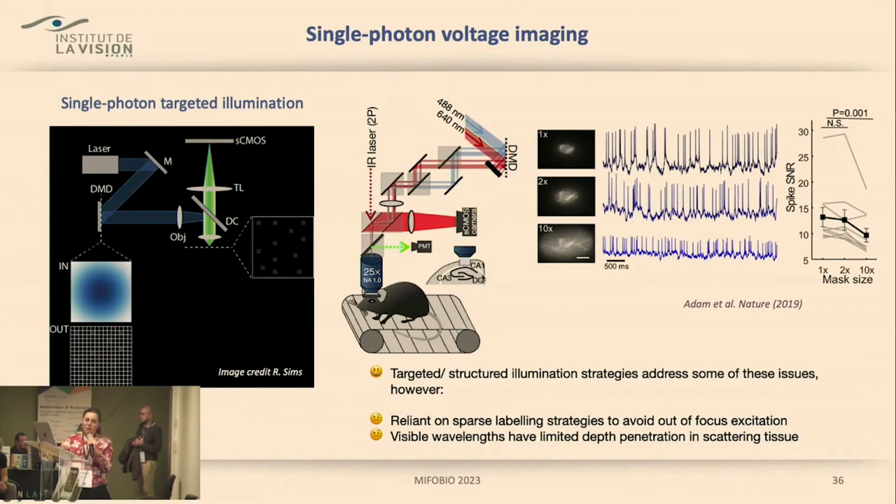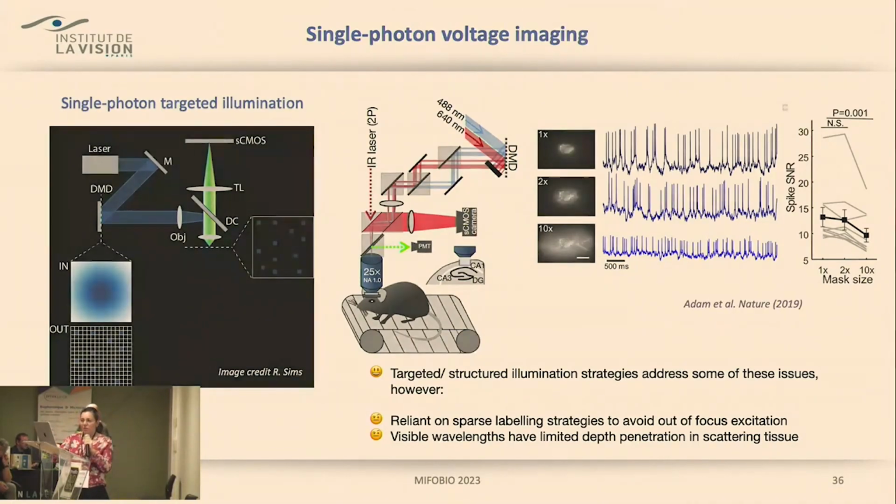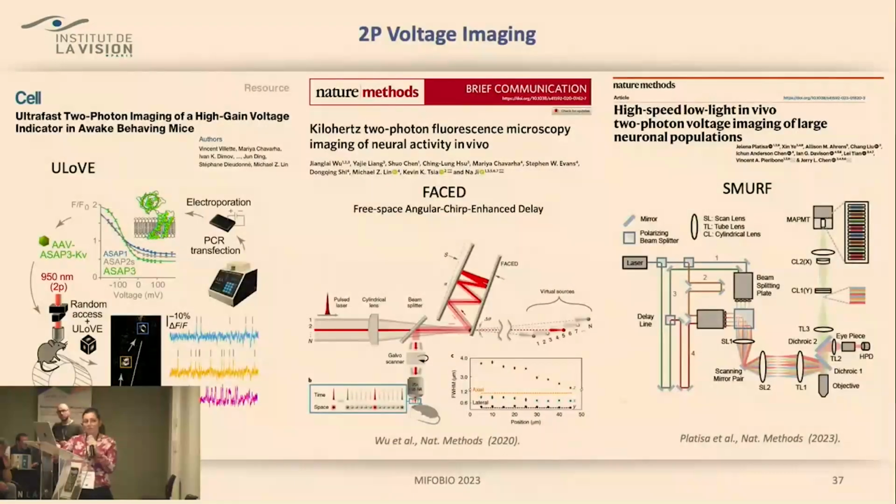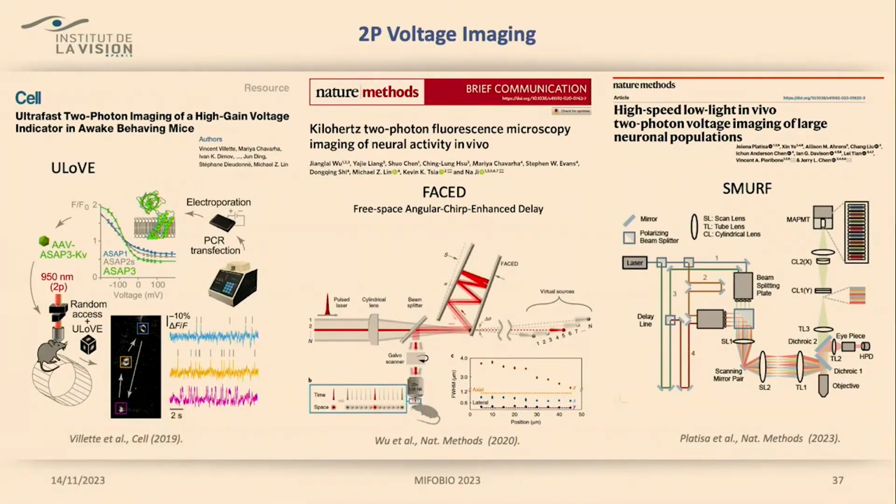Nevertheless, they managed to go up to 300 micrometers. But their method was based on sparse labeling strategies to avoid having out of focus excitation. So people started to think of ways of using two-photon excitation, but going really fast, up to kilohertz rates, in order to be able to image voltage sensors.